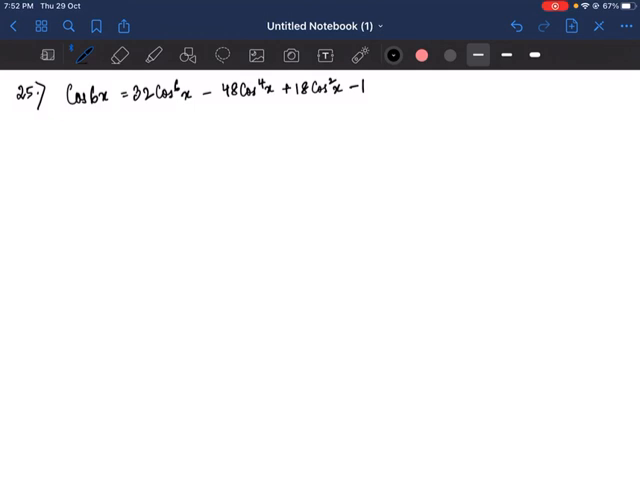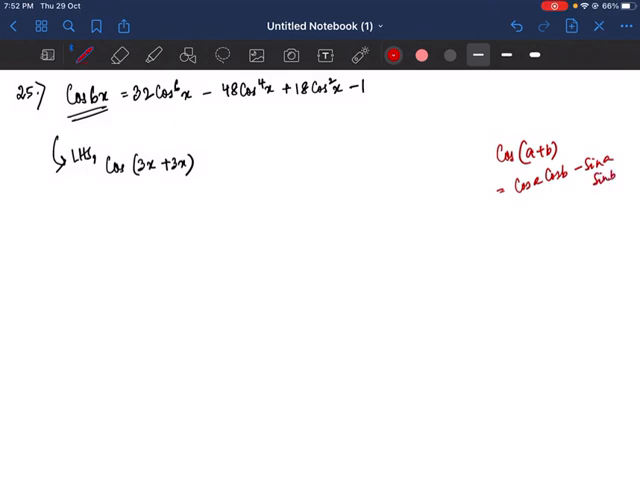Before starting with the proof, the first thing we need to do is break this down. We need to start with the left hand side. First I need to break this into two parts. So the left hand side I can write as cos 6x as cos(3x plus 3x). Now, cos(a plus b): what was the formula? The formula of cos(a plus b) is cos a cos b minus sin a sin b. This was the formula.